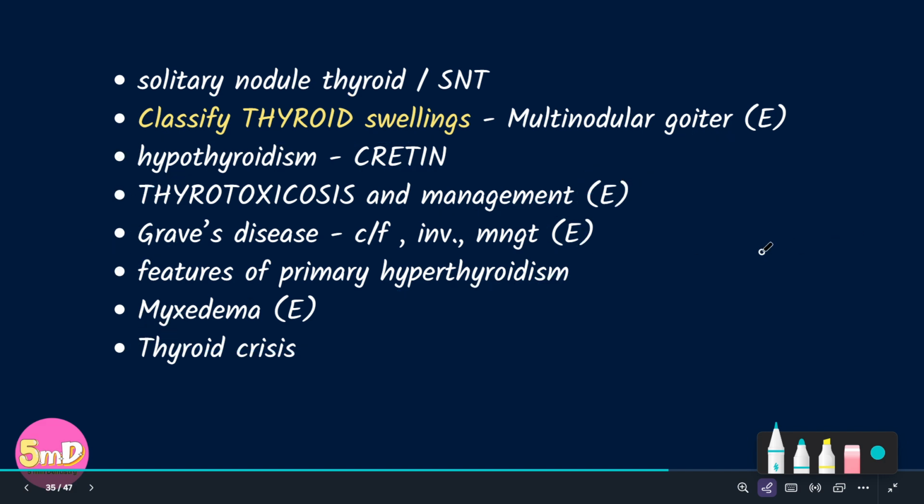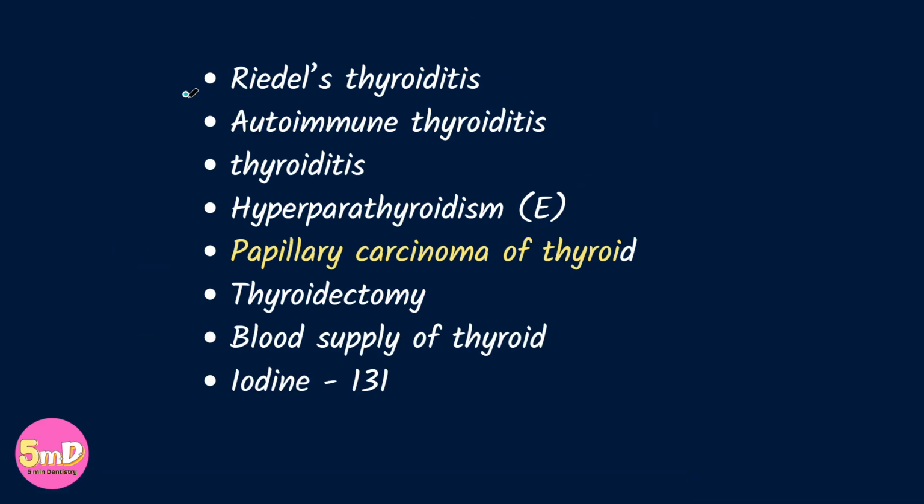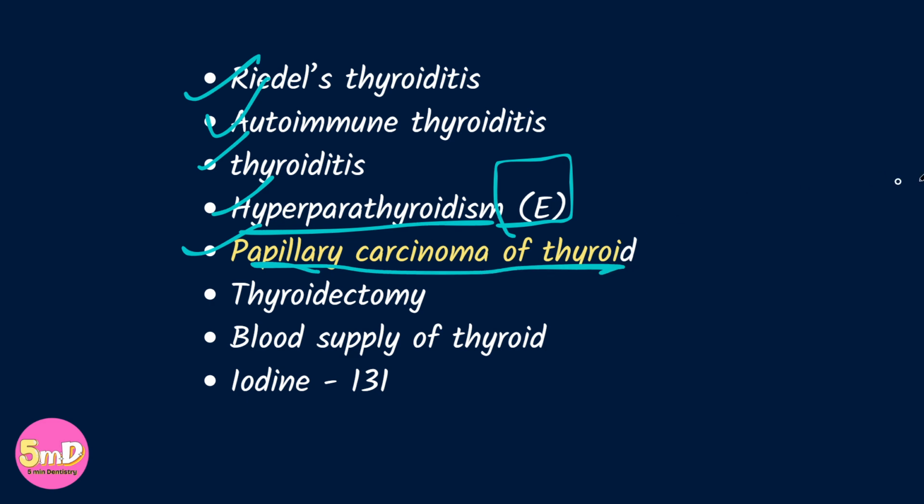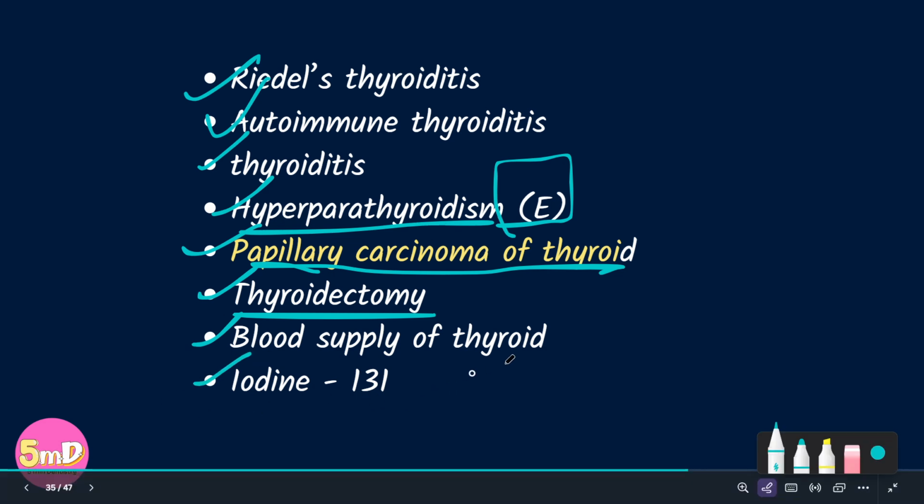Thyroid crisis has been asked. Riedel's thyroiditis and autoimmune thyroiditis alone have been asked. Hyperparathyroidism related to thyroid has been asked once as an essay. Papillary carcinoma of thyroid is the only question from the malignancy side of thyroid. You should know about other tumors also, right? The histopathology of all the tumors of thyroid. Thyroidectomy: in what cases do they do that? Blood supply of thyroid. Iodine 131.